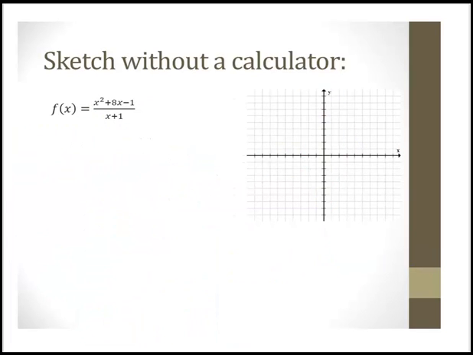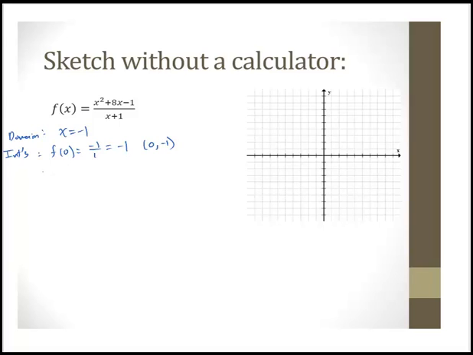Now let's sketch without a calculator. f of x is x squared plus 8x minus 1, over x plus 1. Alright, so let's think about this. Domain: x cannot equal -1, setting the denominator to 0. Alright, intercepts. f of 0 would be -1 over 1, which is -1. So we have (0, -1).